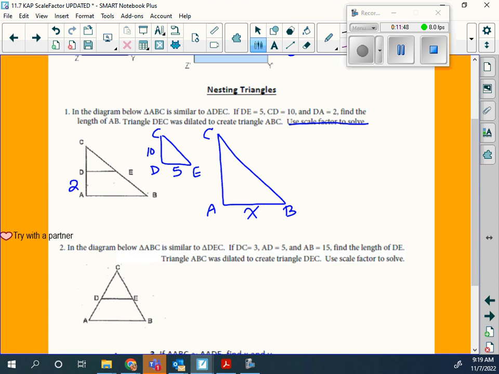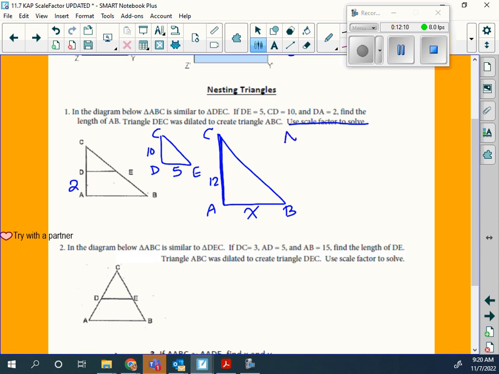If I recall, when we had this for our warm-up, we figured out this missing side right here by doing what? Adding the 10 and the 2 to get 12. And we still can. And we can set up a proportion, and I'm pretty sure everybody in here already knows the answer, which is what? Does anybody know? Remember? No? Okay, good. We forgot. So let's do scale factor.